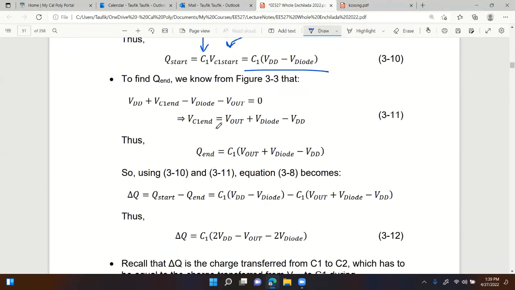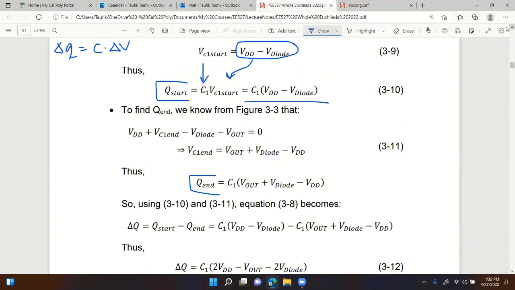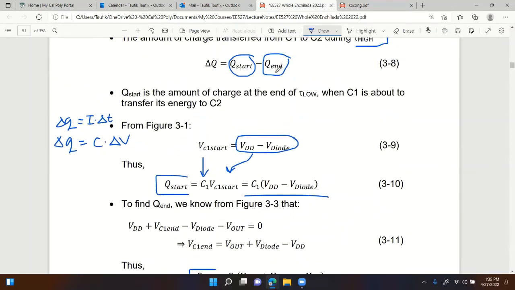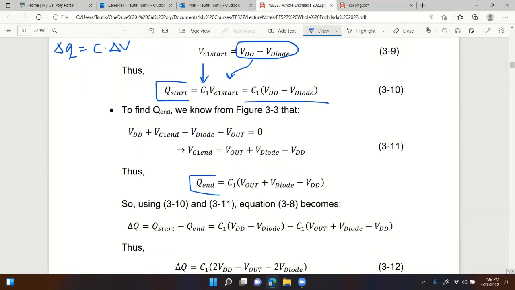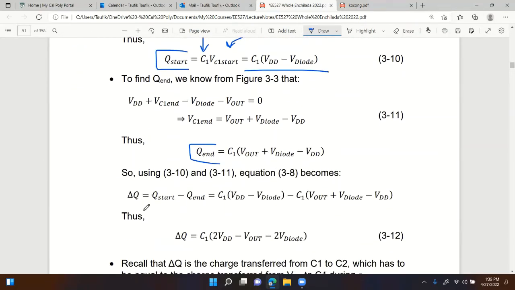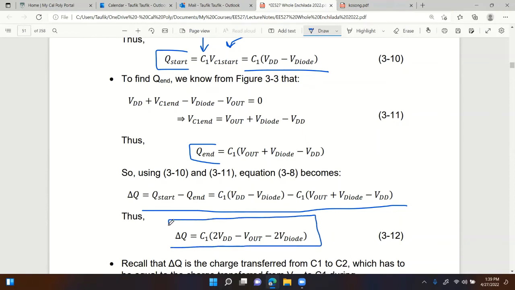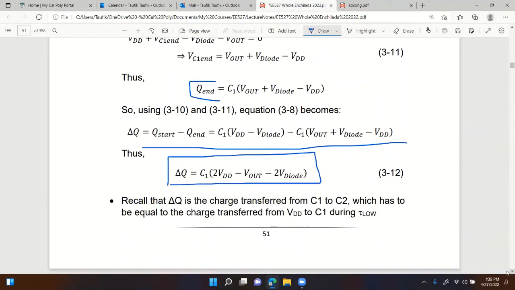Sorry, Q start and Qn. All right. And then delta Q, I have Q start and Qn. So going back to the beginning, delta Q is equal to Q start minus Qn. Now I can just plug in those equations for Q start and Qn, and I have this equation right here, from which I can simplify. I get delta Q equals C1 times 2 VDD minus V out minus 2 V diode.